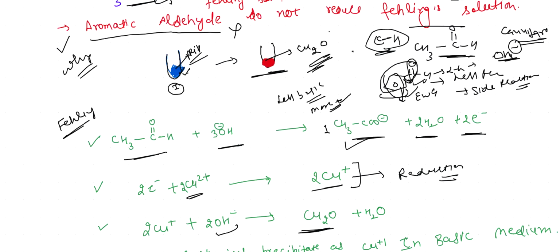So, these precipitates are red in color.